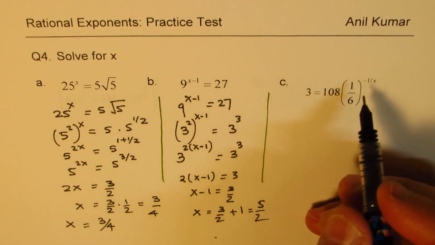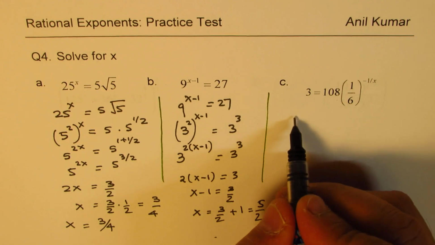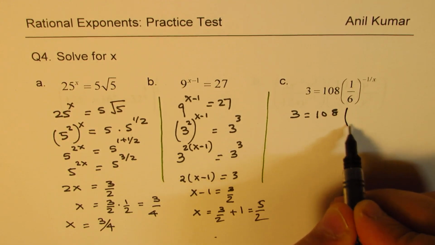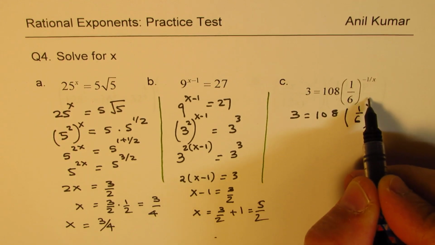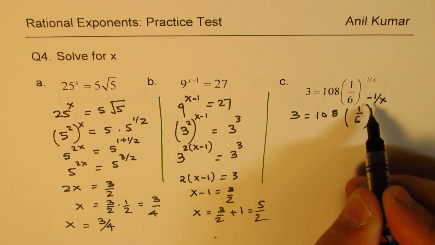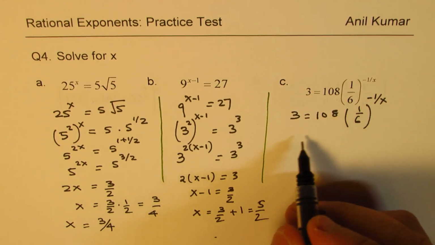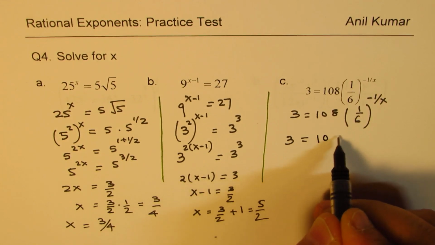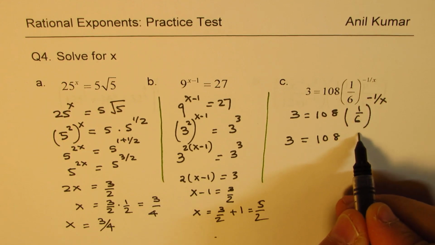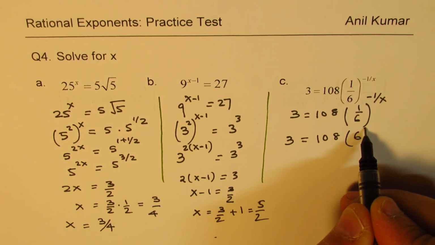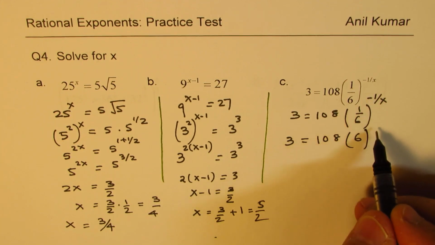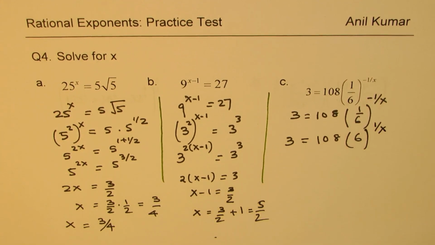Okay, now here we have 3 equals 108 times 1 over 6 to the power of minus 1 over x. So that minus means we could flip this, right? So we have 3 equals 108 times 6 to the power of 1 over x. That minus means to flip, 1 over 6, 1 over x. Do you see that part?